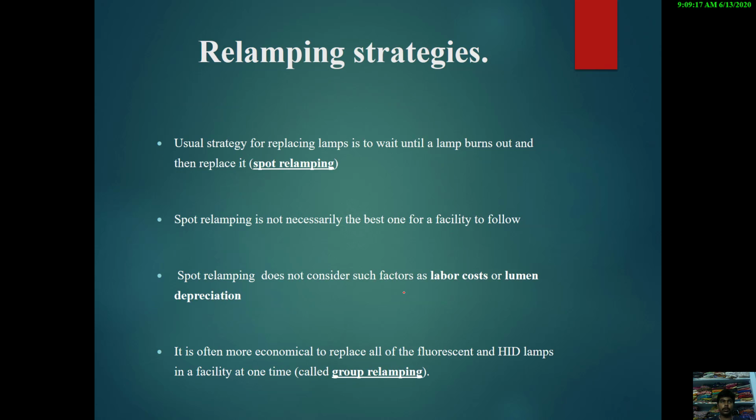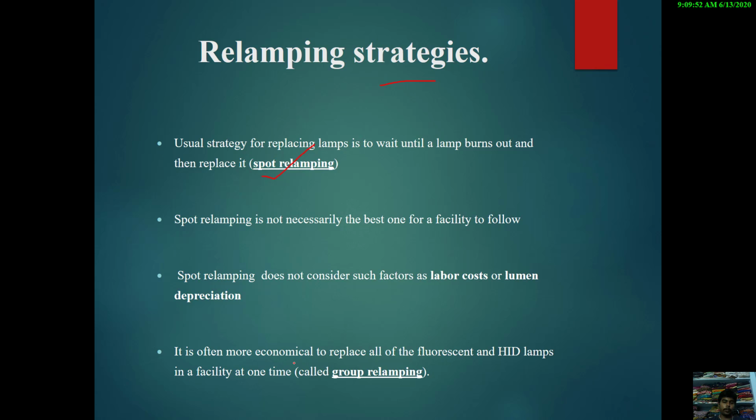The third one under the maintenance of the lighting system is relamping strategies. The usual strategy for relamping, replacing a lamp, is to wait until a lamp burns out and then replace it, which is spot relamping. Spot relamping is not necessarily the best one for a facility to follow. It does not consider such factors as labor cost or lumen depreciation.